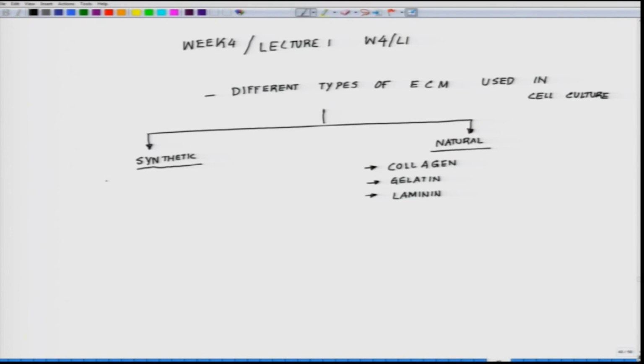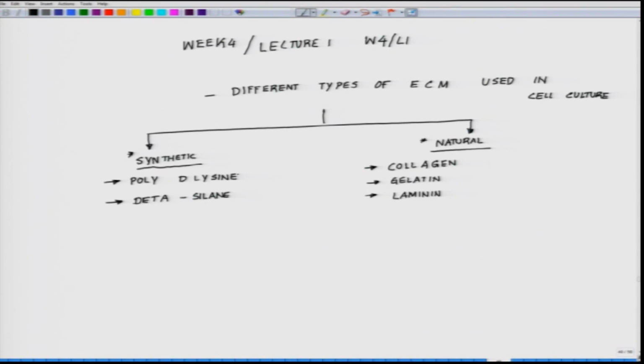Whereas on the synthetic side, we have poly lysine. I will give you some literature on this one. This is basically a silane, DTA silane. These are tetramine groups which are present in them. We'll come later into that. So let's start our discussion with these different synthetic and natural extracellular matrices.